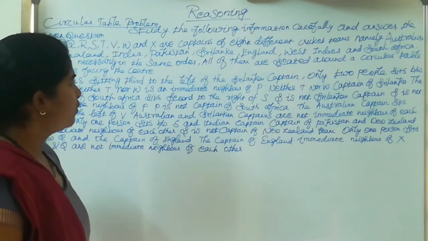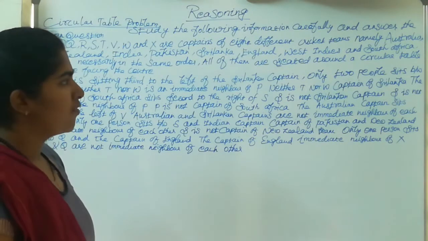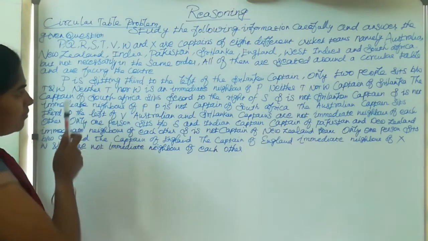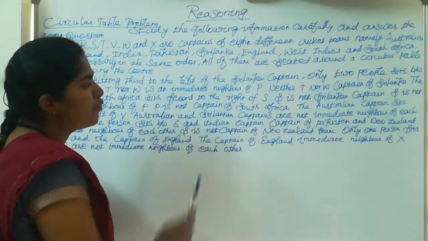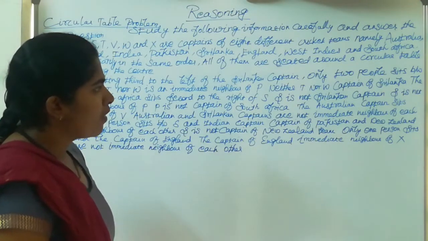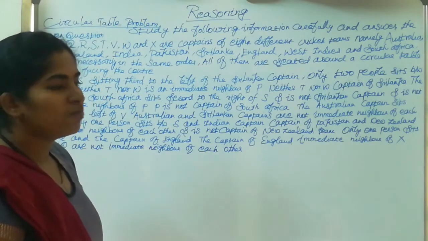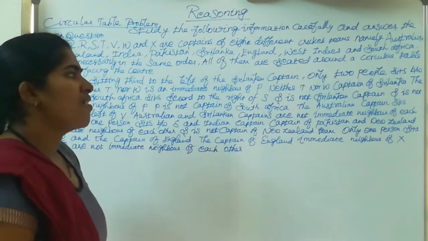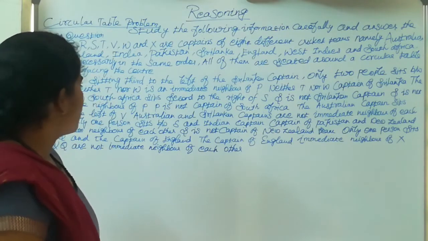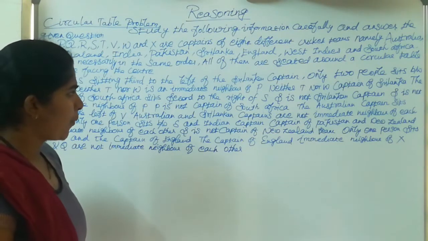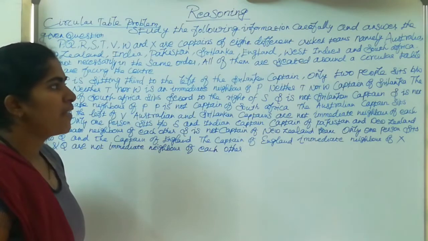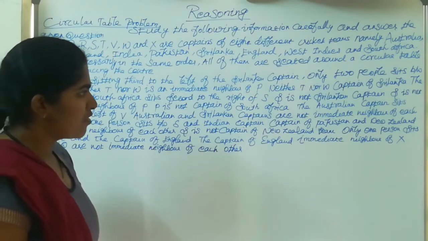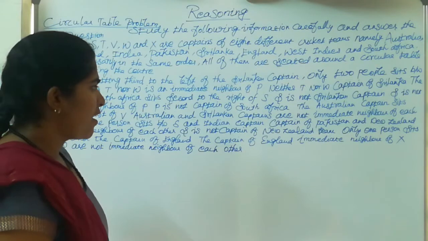P is sitting third to the left of the Sri Lankan captain. Only 2 people sit between T and W. Neither T nor W is an immediate neighbor of P. Neither T nor W is captain of Sri Lanka. The captain of South Africa sits second to the right of S. S is not the Sri Lankan captain. S is not an immediate neighbor of P. P is not captain of South Africa. The Australian captain sits third to the left of V. Australian and Sri Lankan captains are not immediate neighbors of each other.